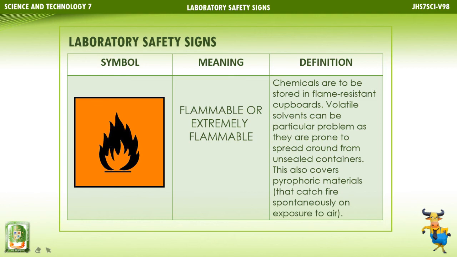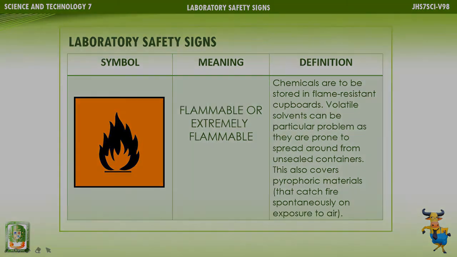Chemicals are to be stored in flame-resistant cupboards. Volatile solvents can be a particular problem, as they are prone to spread around from unsealed containers. This also covers pyrophoric materials, or materials that catch fire spontaneously on exposure to air.